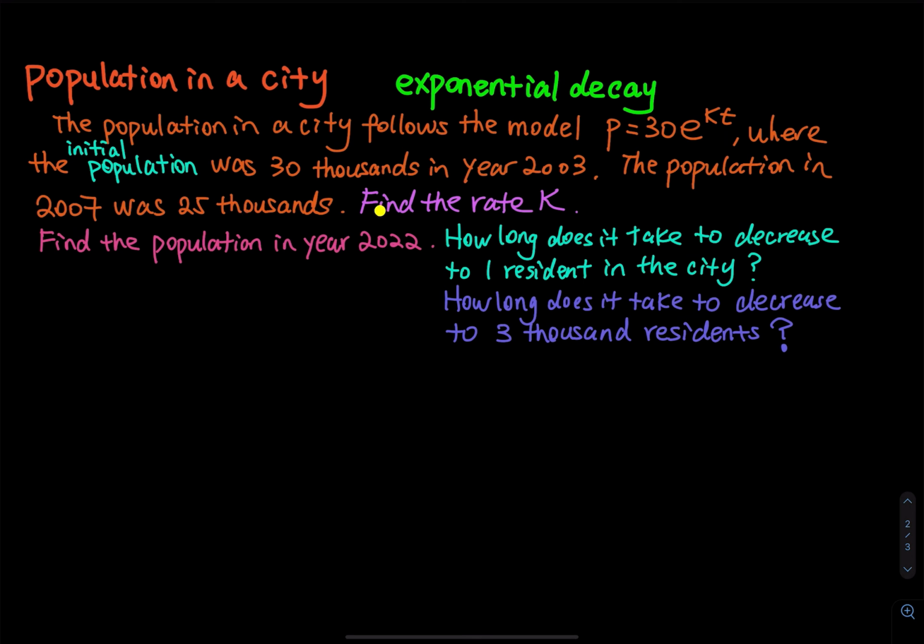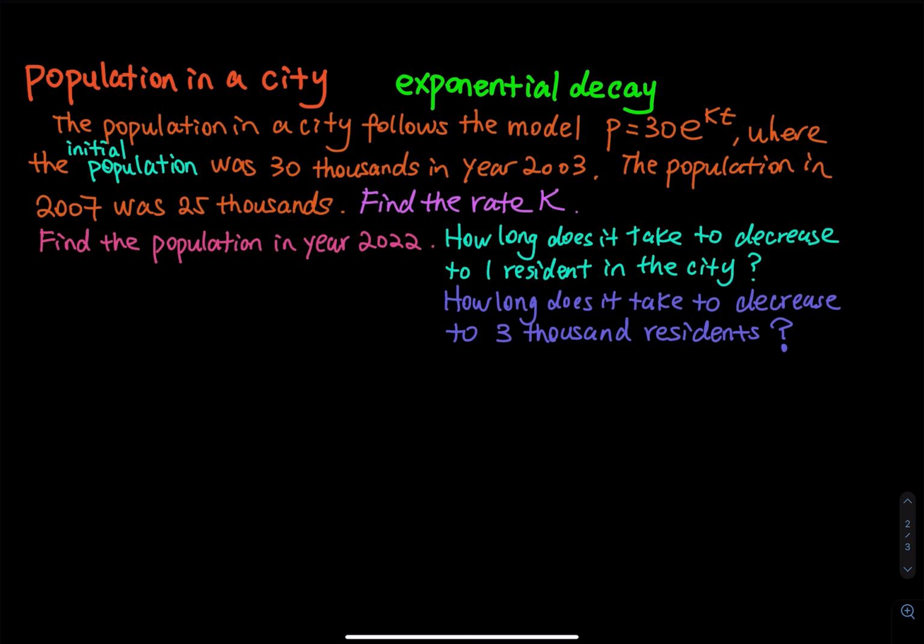The first step is I would like to find the rate k. This rate k is different in every single problem. Sometimes you are talking about population in a city where the population is increasing, then k is exponential growth. But in this problem, I would like to do an exponential decay, so the rate k should be negative. All right, so back to the population model. The initial year was 2003, and the initial population was 30.